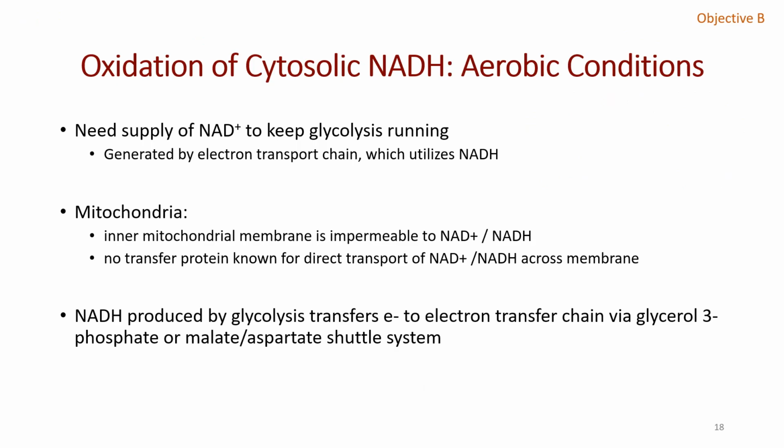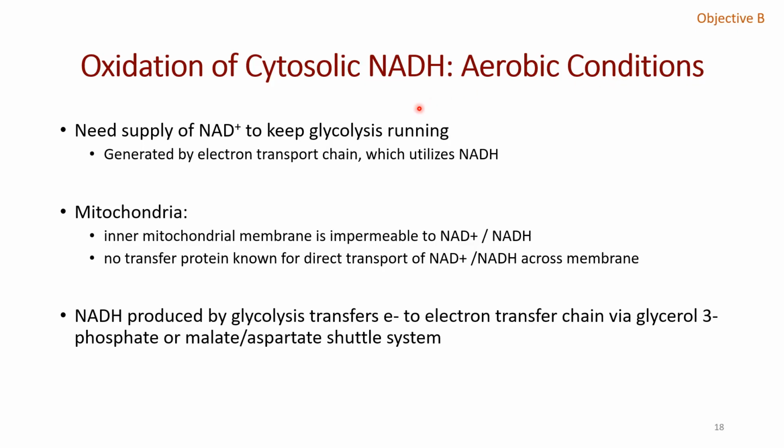Okay, so what happens with that NADH that's made inside the cell? If you have mitochondria and the mitochondria is working, then the TCA cycle lives inside the mitochondrial matrix. The electron transport chain is in the inner mitochondrial membrane, and the ATP synthase is on the inner mitochondrial membrane as well. So we have to figure out some way to get those electrons to the electron transport chain so they can lead to ATP production.